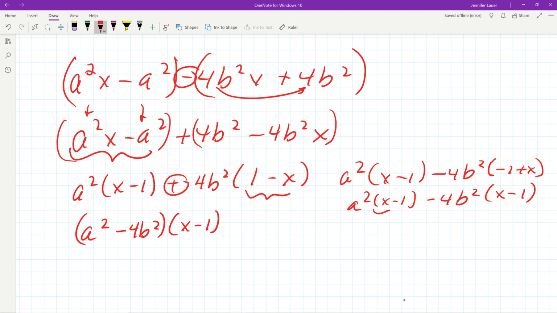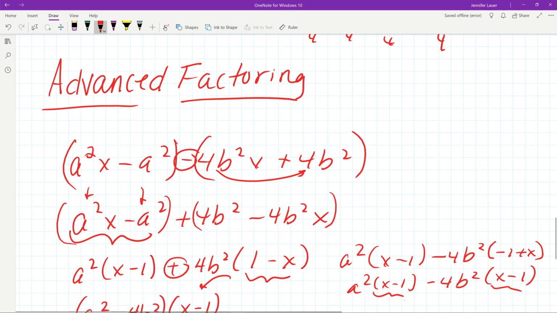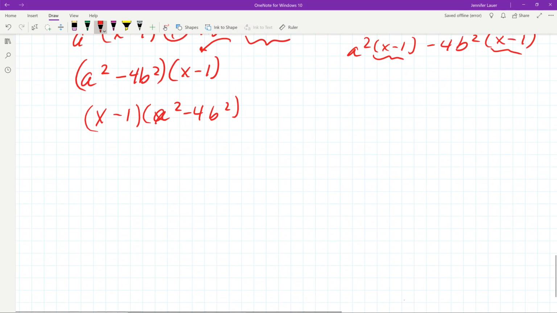Now, see, I can pull out the x minus 1 for each of them there, and this is my leftovers. And of course, you can write it like this too. All of you should know this by now, but just in case. So that is one of the examples of advanced factoring. I would call this grouping. Now let's look at the next one for advanced factoring.